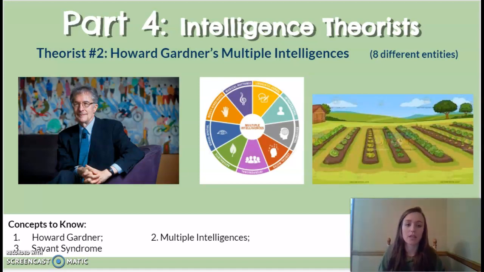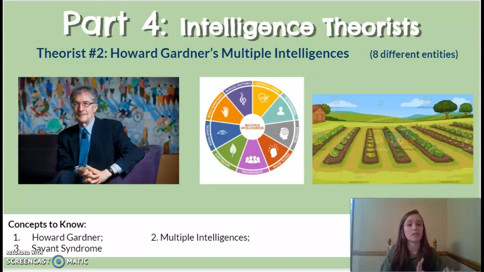He specifically said there were 8: interpersonal, intrapersonal, bodily-kinesthetic, spatial, musical, logical-mathematical, linguistic, and naturalist. And he believed that you could be very high in one and very low in another, and that didn't necessarily mean that you were unintelligent.